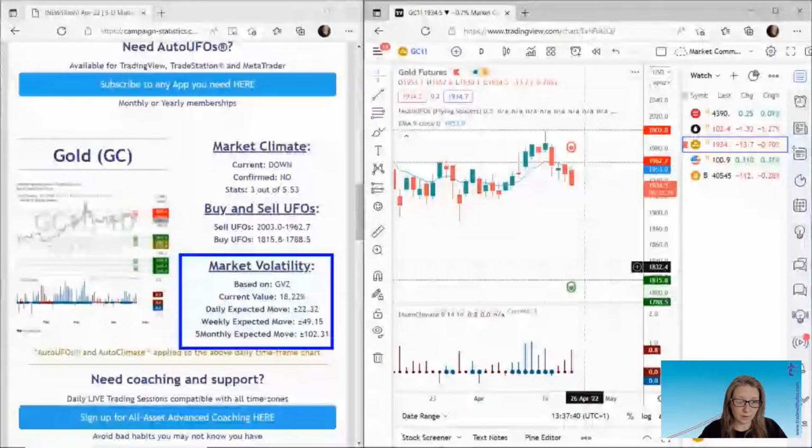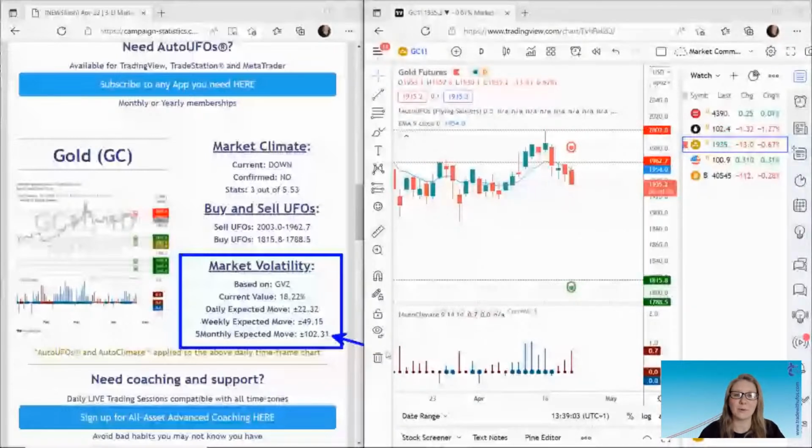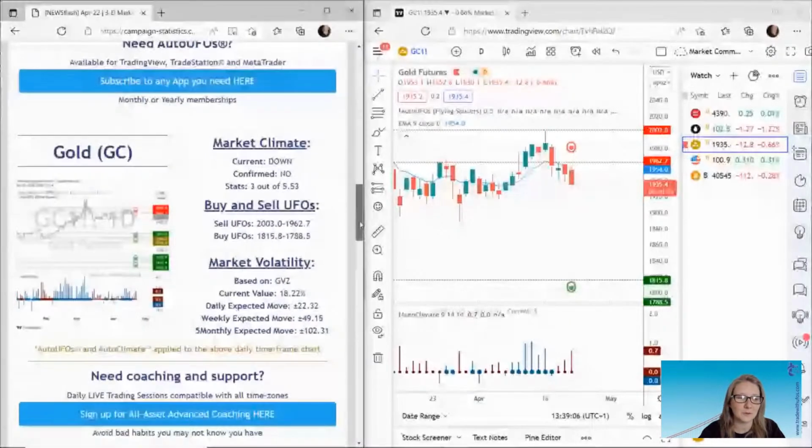Now with volatility on gold. Let's start again. In 1 year, 18.22%. In 1 day, 22.32 points. In a week, 49.15 points. And in 1 month, 102.31 points. There we go. So that's what we would expect up or down in terms of movement on gold.